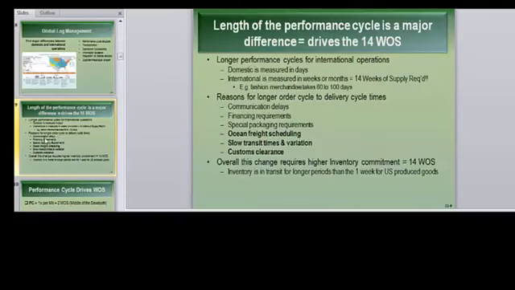Now, that performance cycle length is the most astounding difference between domestic sourcing and overseas sourcing. And you can just sum up this slide. It's all about the ocean freight and the slow transit times. You can throw customs clearance into that, which becomes an issue from time to time. And there you have it on the bottom right corner. 14 weeks of supply is the net of that.